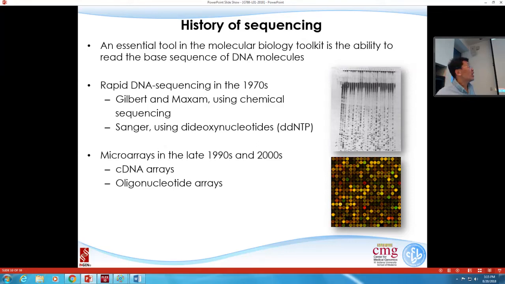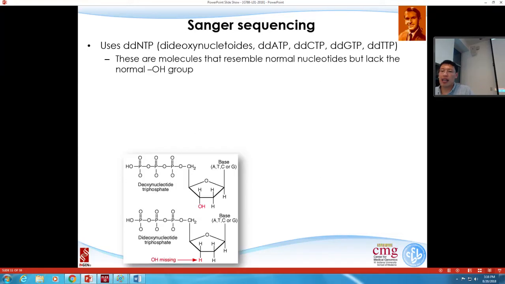In addition to sequencing technology, there was another jump in the 1990s, using cDNA arrays or oligonucleotide arrays to do genotyping and identify SNPs, and we will go through the theory of that a little bit as well. Sanger sequencing is incredibly useful. I think most of the audience here probably already knows it, so I will just go through it very quickly.